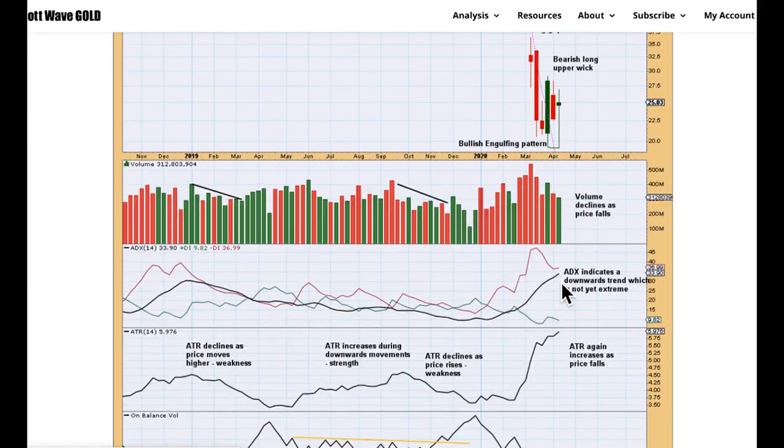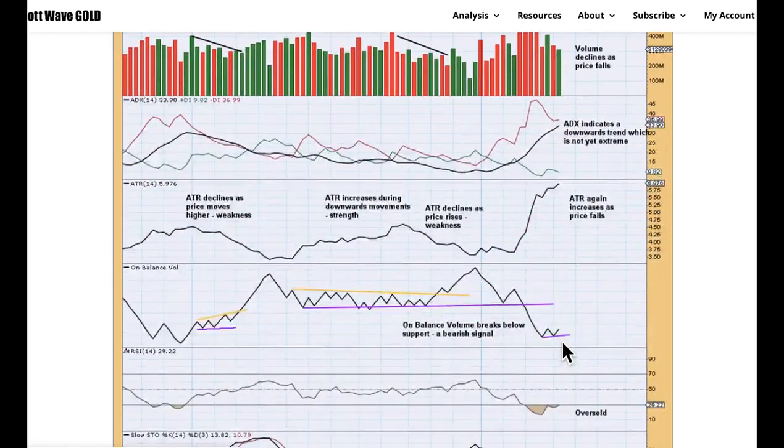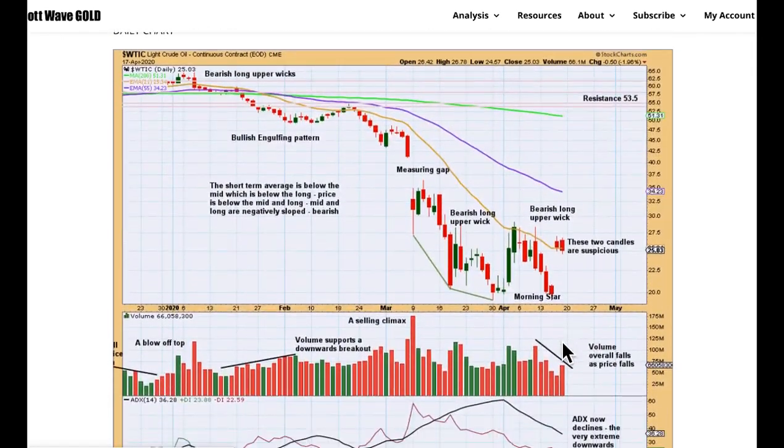ADX now indicates a downward trend which is not yet extreme. The ADX line is below 35 and not above both directional lines yet, so there is room for the trend to continue. ATR still increasing. There is strength in downward movement. And this is why I'm a bit suspicious of that weekly candlestick.